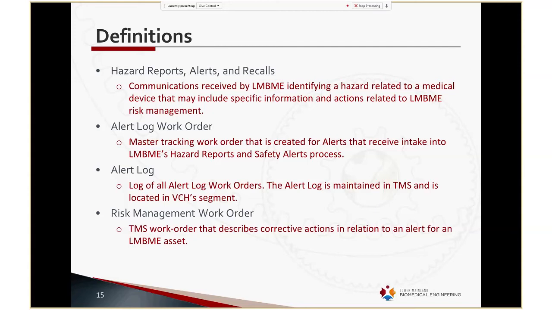Lastly, risk management work orders are work orders in TMS that describe corrective actions in relation to an alert that affects one of our assets. An alert log work order might be created for a device that we do service, for example, a ventilator. But that ventilator might not actually have a risk management work order created for it in relation to that alert if the alert was describing some sort of FYI action. So we only create risk management work orders if there's actual action that's required to be taken on a device.